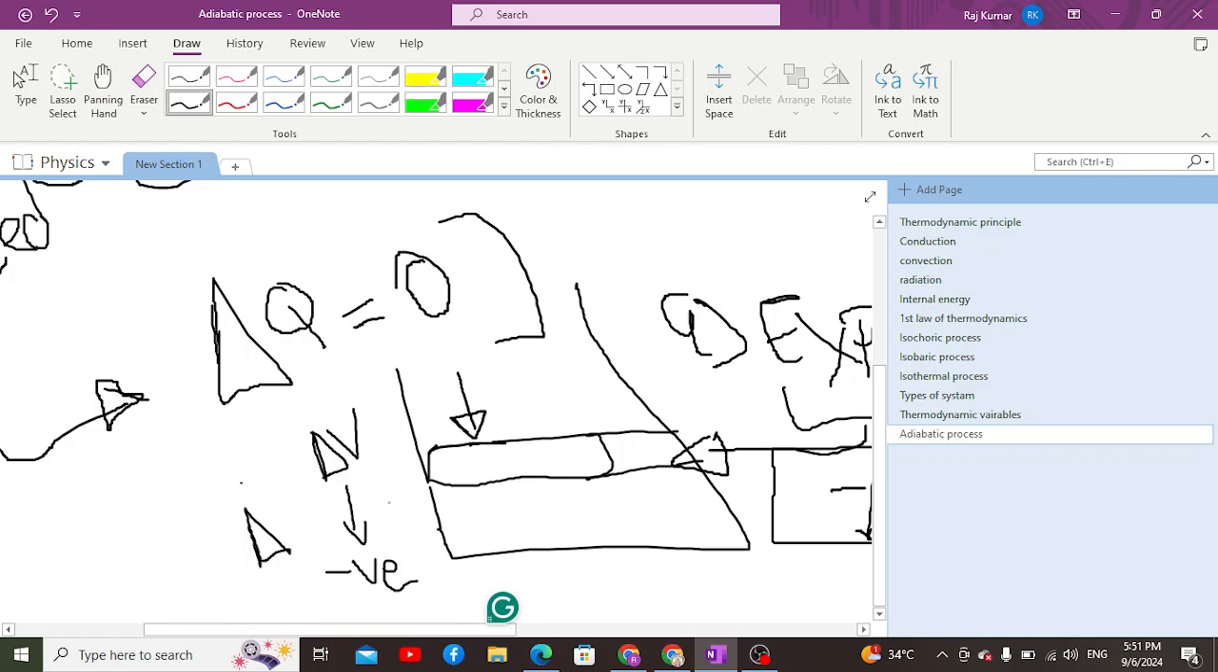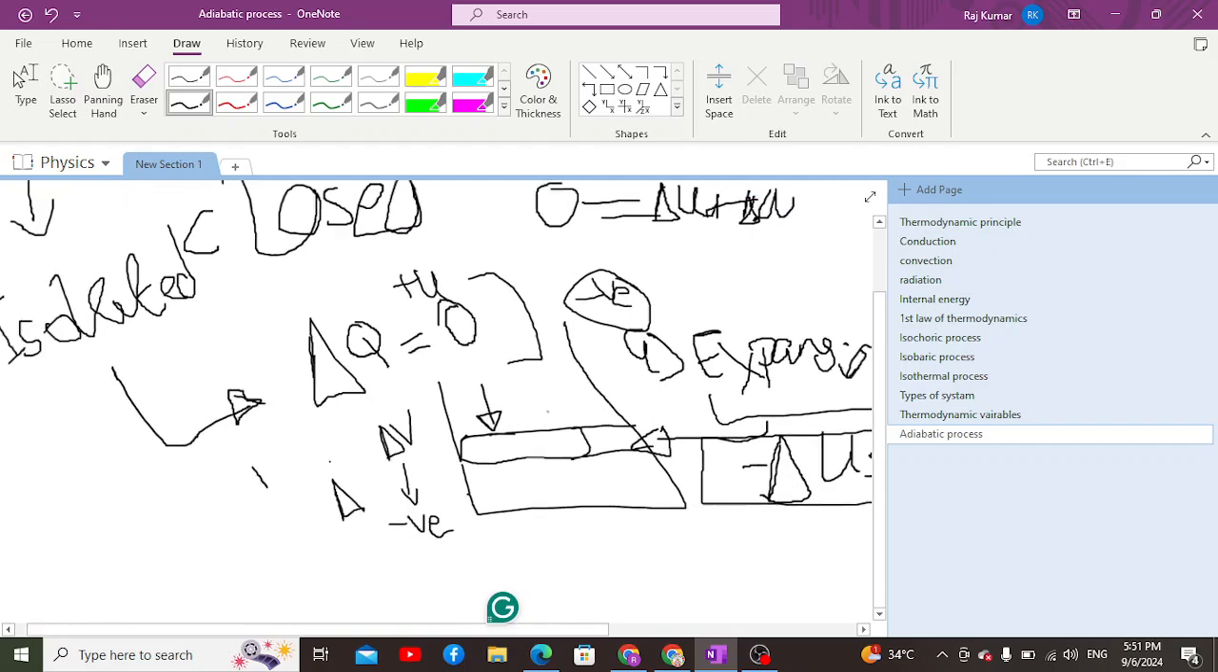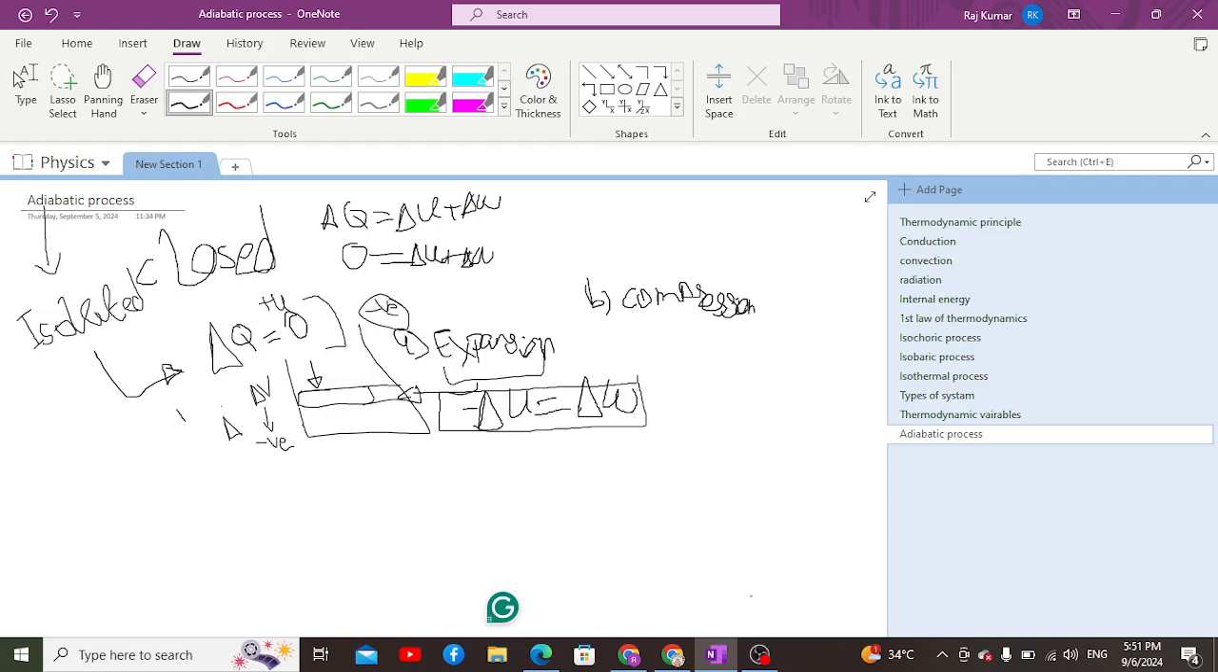Whenever there is work done on the system, pressure would be increased and the change in volume would be negative, as a result of which the work done overall would be negative. As a result of the work done being negative, there would be an increase in the internal energy of the system. So in adiabatic compression, we have negative work done: minus del W is equal to the increase in the internal energy of the system.